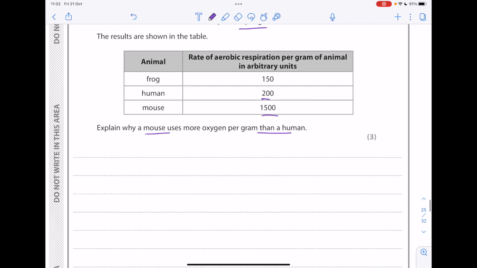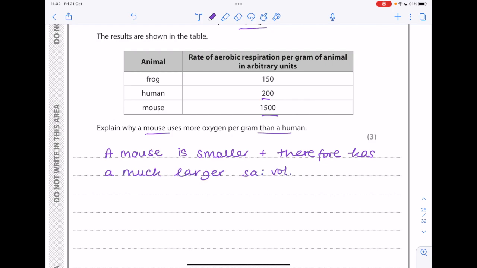Okay, what do we know about a mouse? Well, firstly, the mouse is much smaller and therefore has a much larger surface area to volume ratio. Remember that both the human and mouse are mammals and they're going to be losing heat to the surroundings. Therefore, because the mouse has a much larger surface area to volume ratio, it needs to carry out much more respiration, therefore use up much more oxygen in order to maintain its body temperature.